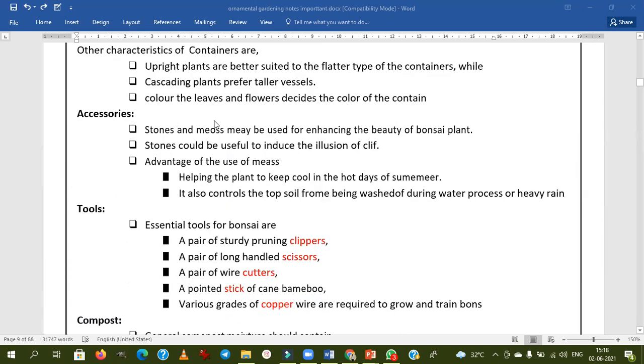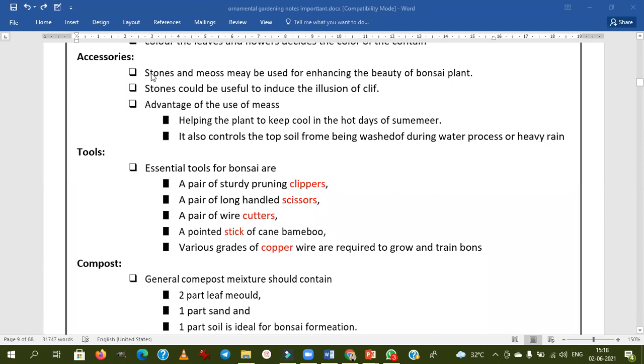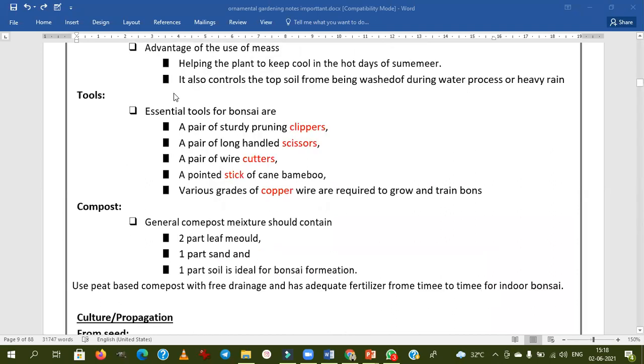Further, what are the other accessories needed for making bonsai? We need stones and mosses. Stones are applied on the media, and mosses too, as this is the media for growing of plants. Then with respect to tools, the essential tools required for making bonsai are a pair of pruning clips, handled scissors, wire cutters, sticks of bamboo, and various grades of copper wire.